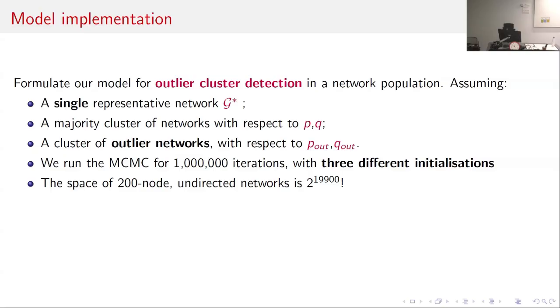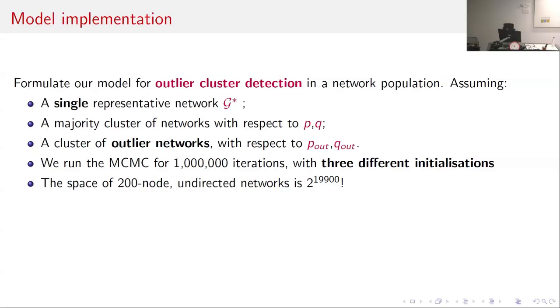This is the striking number of iterations. I see some surprise faces whenever I present this, but now you're not really surprised. Okay, 1 million iterations of the MCMC and 3 different initializations. To justify these very long MCMC iterations: it's because we're making inferences for the network of each cluster as well.